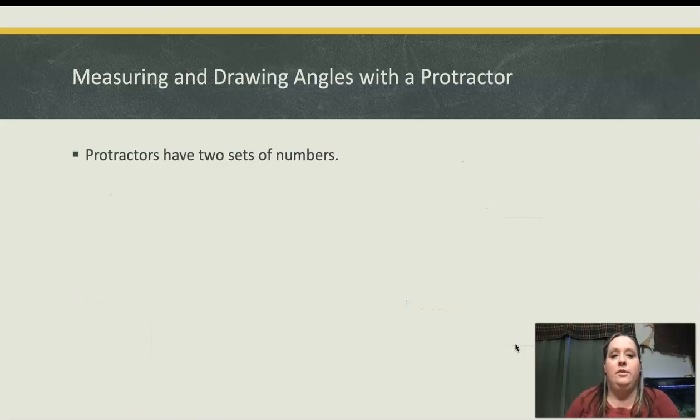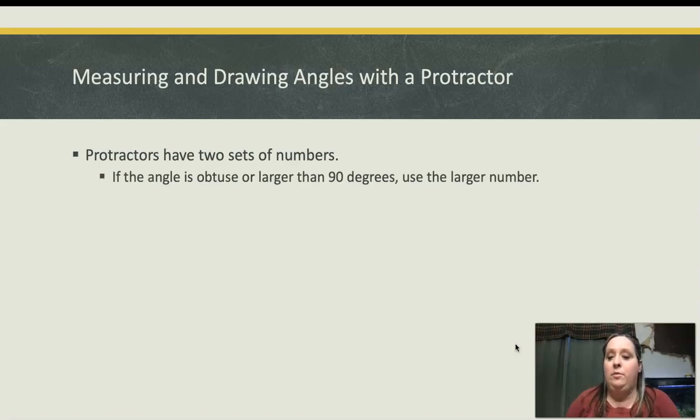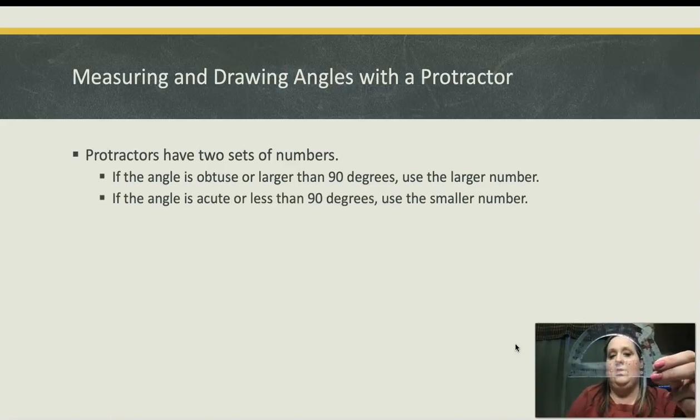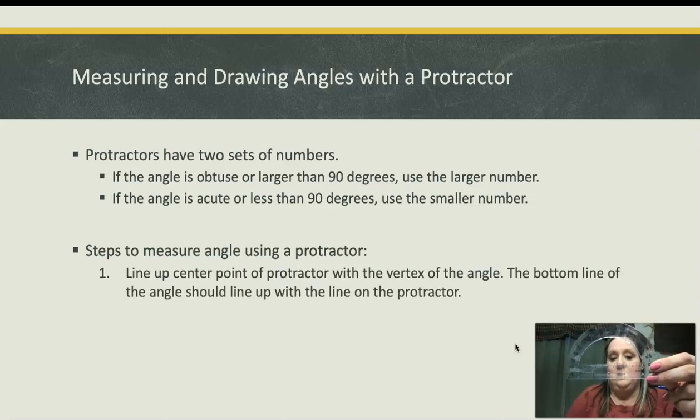So measuring and drawing angles with a protractor. So this should all be really review. If you have one at home, you can get it out. If you don't, it's okay. We'll look at them in class. So protractors have two sets of numbers. Here's mine. It's going to look kind of small on the screen. So there's one going this way and then one going in the opposite direction. Okay? So whenever you look at a line, there's always a smaller and a bigger number. So if the angle is obtuse or larger than 90, you're going to use a larger number. If it's acute and less than 90, you're going to use the smaller.